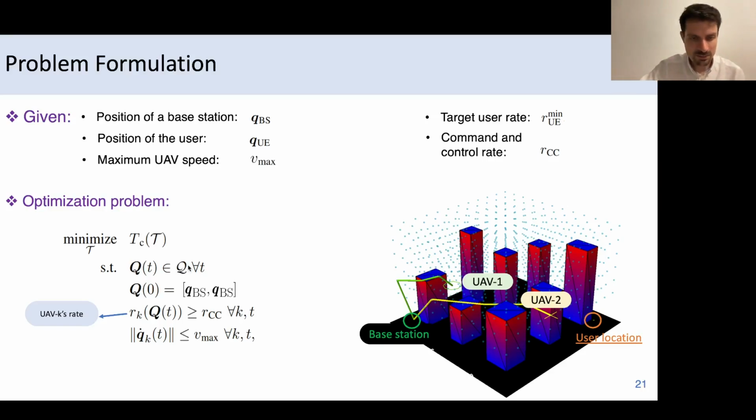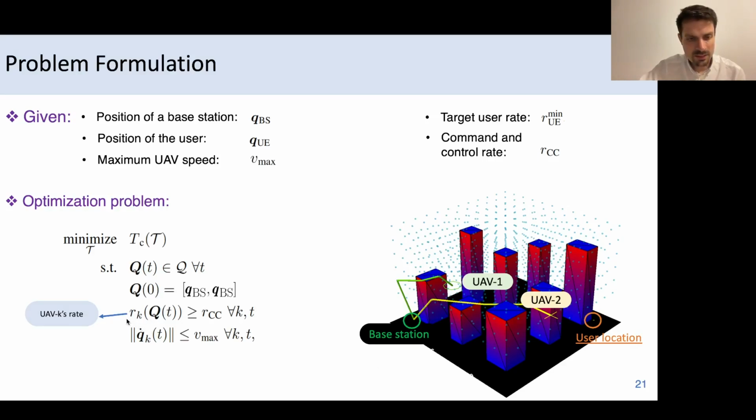That means that this is the operation region, the 3D airspace, excluding the buildings and no-fly zones. Then we have the constraint that the initial location should be at the base station for both UAVs, although this is just for simplicity, they can take off from any place.